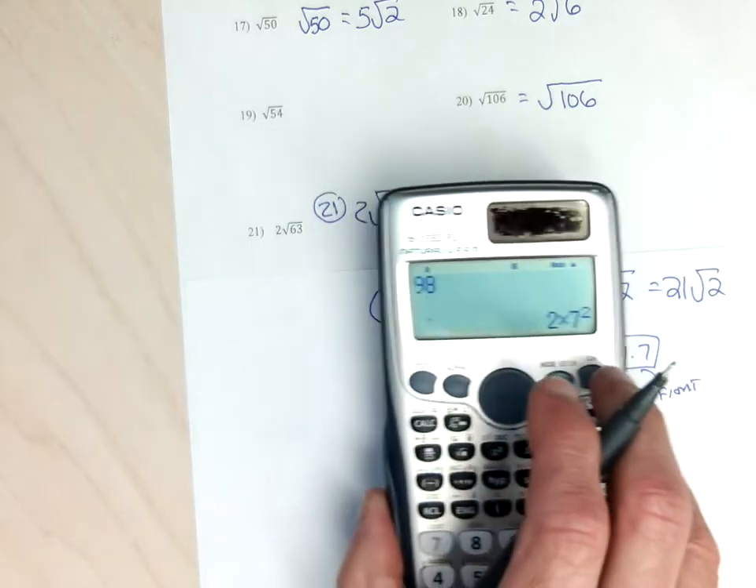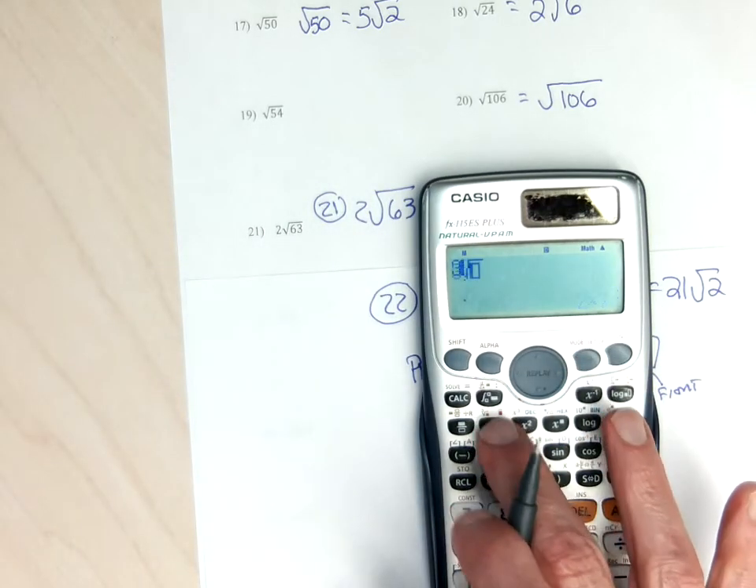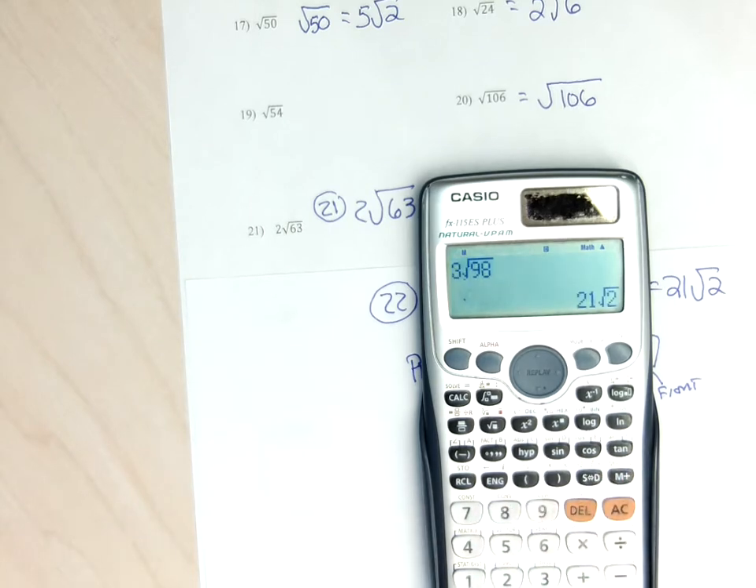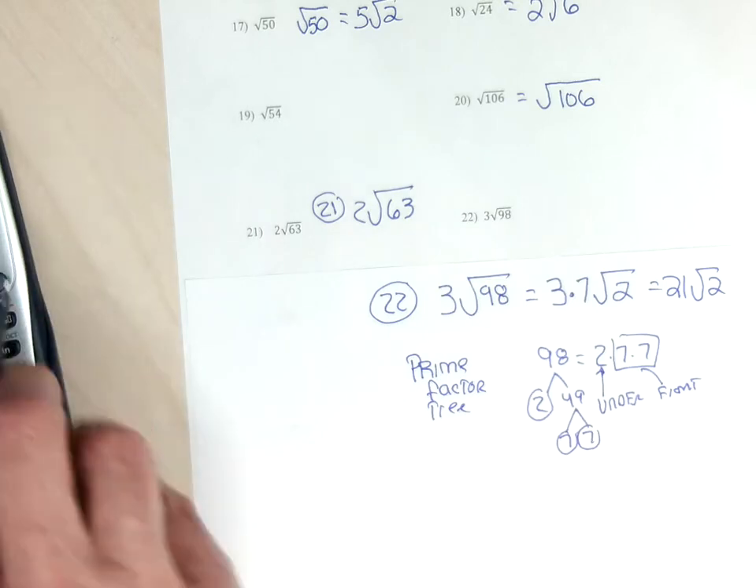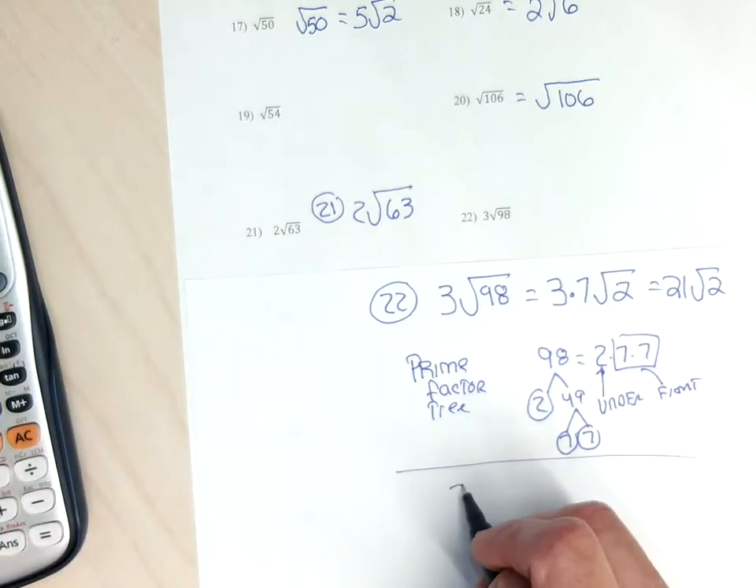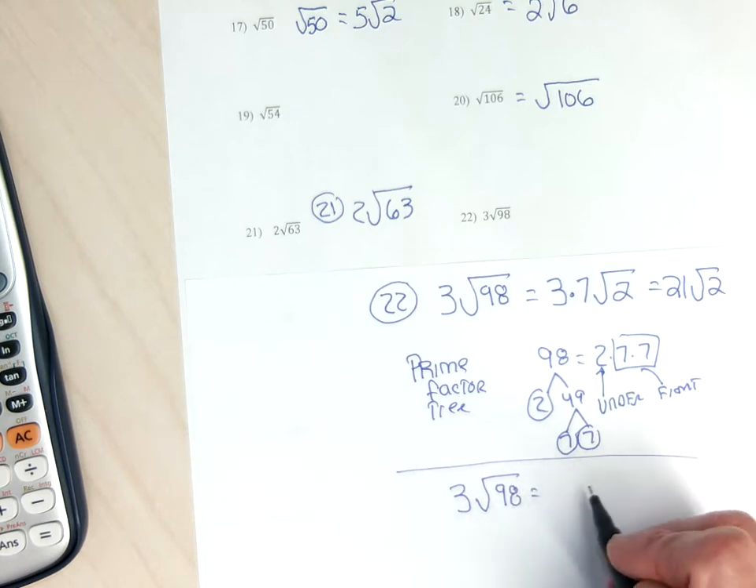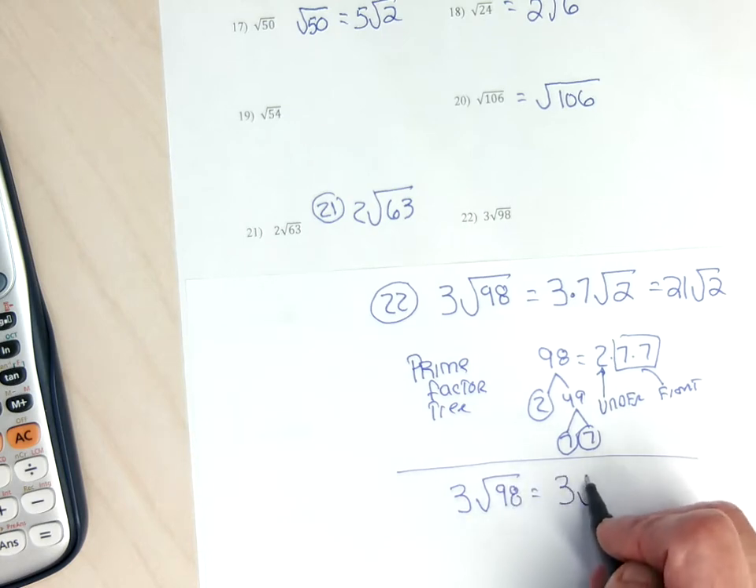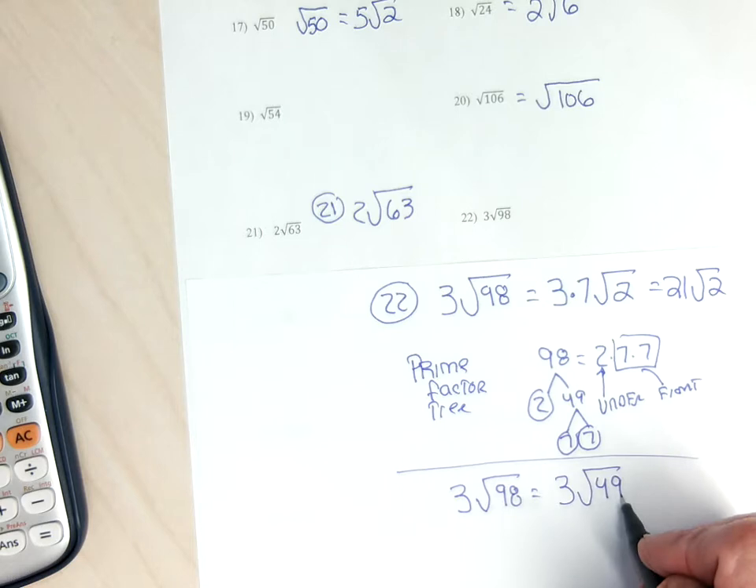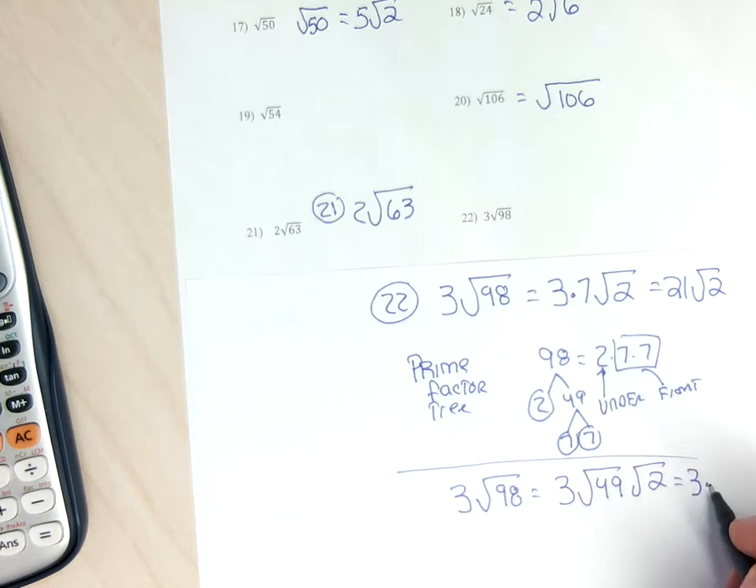If I was just entering this on my calculator, 3 times the square root of 98, it would tell me it's 21 square root of 2. If I wanted to do this the clever approach, the non-prime factor tree approach, I would say this is going to be 3 times the square root of 49 times the square root of 2. 49 is the biggest perfect square that divides evenly into 98. The square root of 49 would turn to 7.